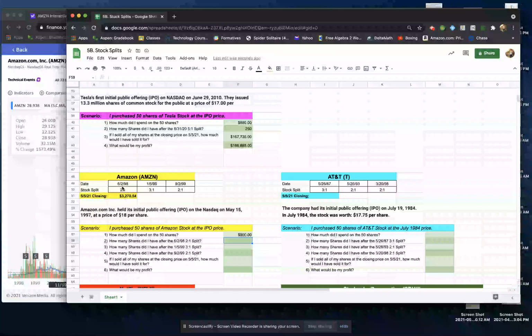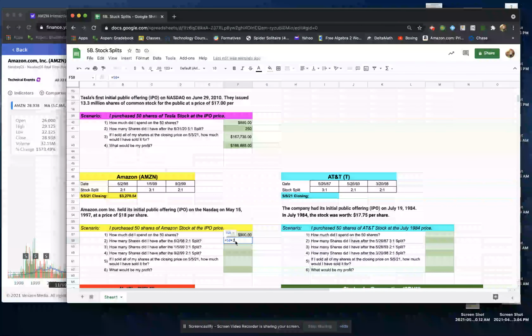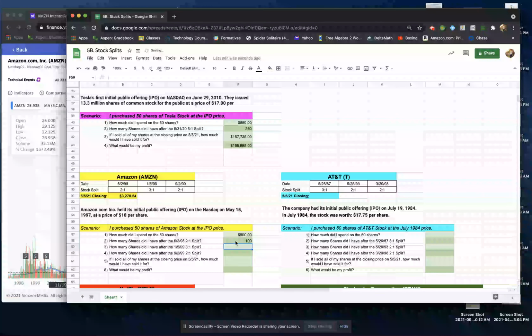On June 2nd, it had a 2-for-1 stock split. That means I get 2 stocks for every one that I have. I'm going to be multiplying my number of shares by 2. So I had 50 shares. Now I'm going to multiply that by 2. After the stock split, I now have 100 shares.